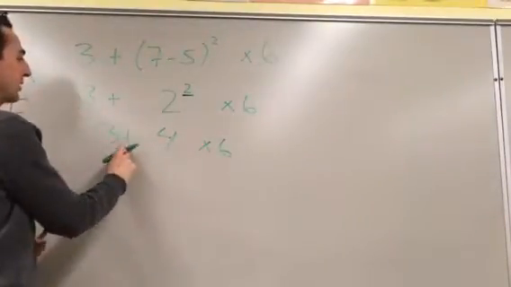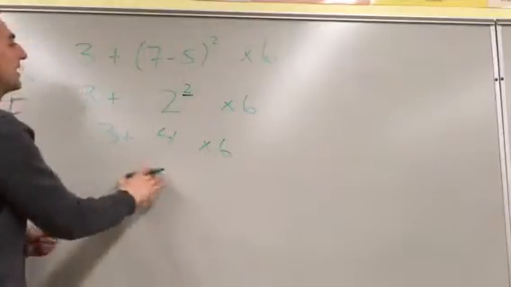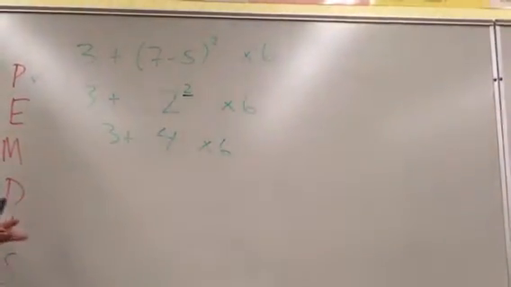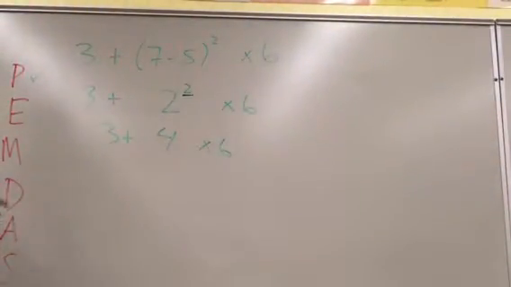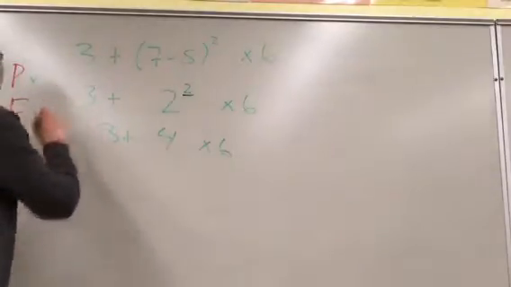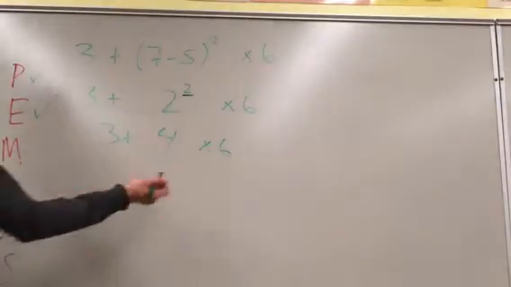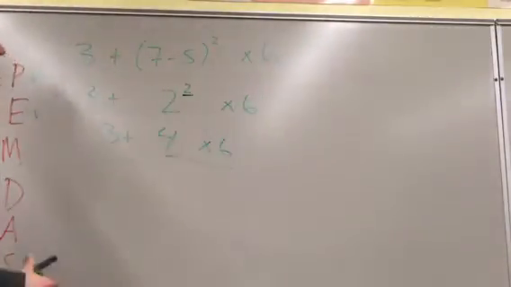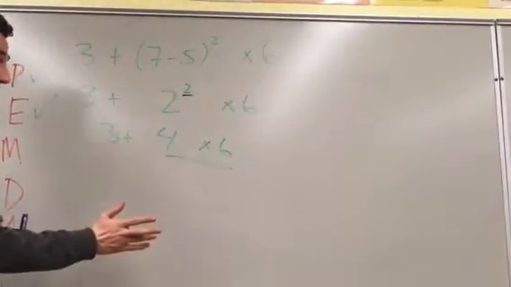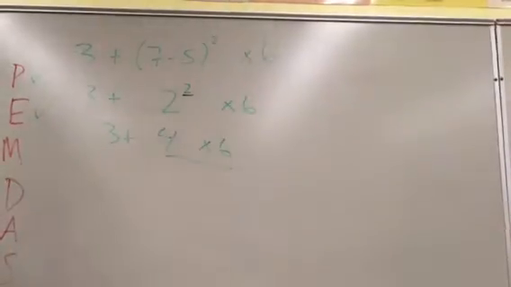So now we have 3 plus 4 times 6, and we look and see, are there any other exponents? No. There are no more exponents, so exponents is done. Now we look for all of the places where we are multiplying and dividing, and we look for those at the same time. Are there places where we are multiplying? Yes, we are multiplying here. So this is what we have to do next. We should not do 3 plus 4. PEMDAS says the next thing we do is multiply or divide.